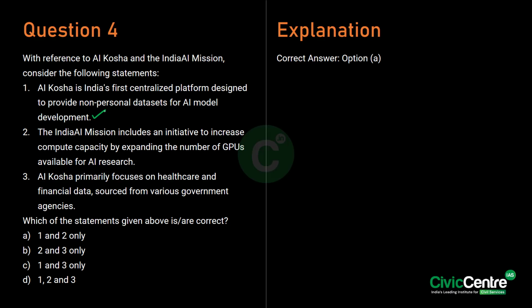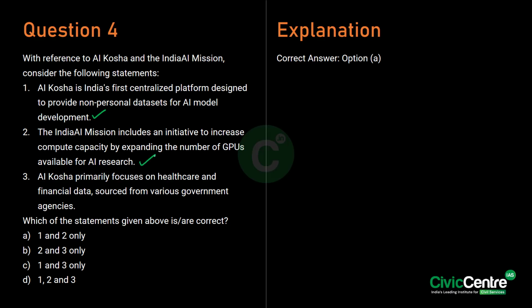Furthermore, AI Kosha is a pillar of the IndiaAI Mission, which is a government initiative with a 10,370 crore budget to boost AI research, computing infrastructure, and ethical AI governance. A key focus is expanding compute capacity with 14,000 GPUs commissioned to aid AI startups and academia. Hence, the second statement is also correct, right?